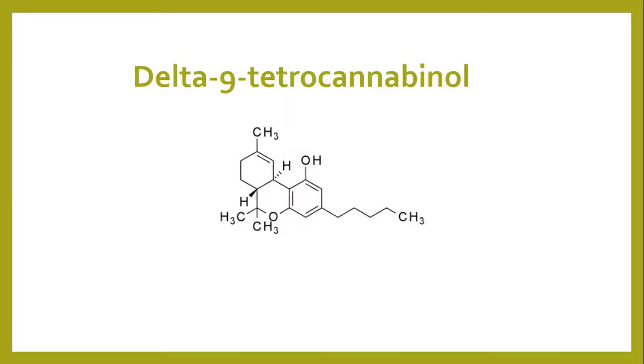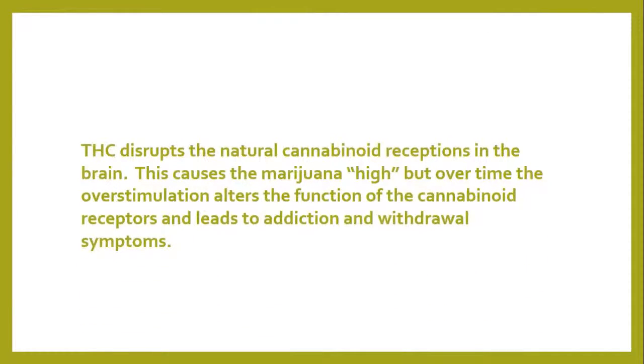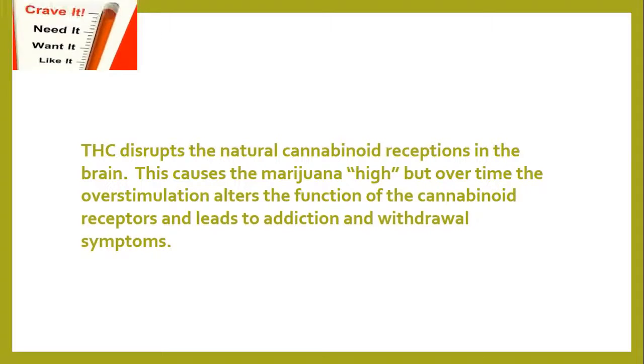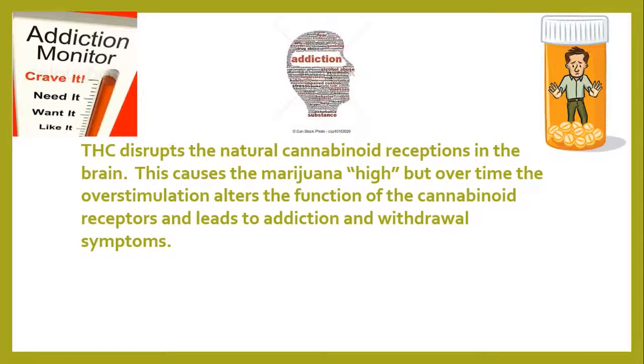So what makes marijuana produce the high users experience? Delta-9 tetrahydrocannabinol, sometimes known as THC, is the active ingredient in marijuana. THC disrupts the natural cannabinoid receptors in the brain. This causes the marijuana high, but over time the overstimulation alters the function of the cannabinoid receptors and often leads to addiction and withdrawal symptoms.